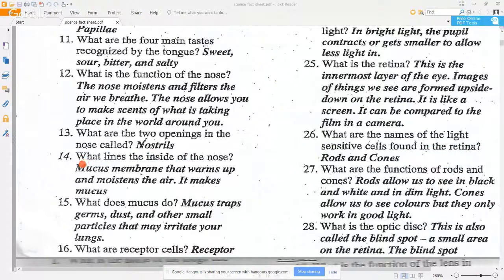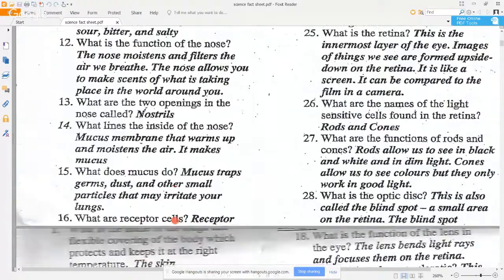What lines the inside of the nose? That would be the mucous membrane that warms up and moistens the air. It makes mucus. So the mucous membrane makes mucus. So what does mucus do? Well, mucus traps germs, dust, and other small particles that may irritate the lung.